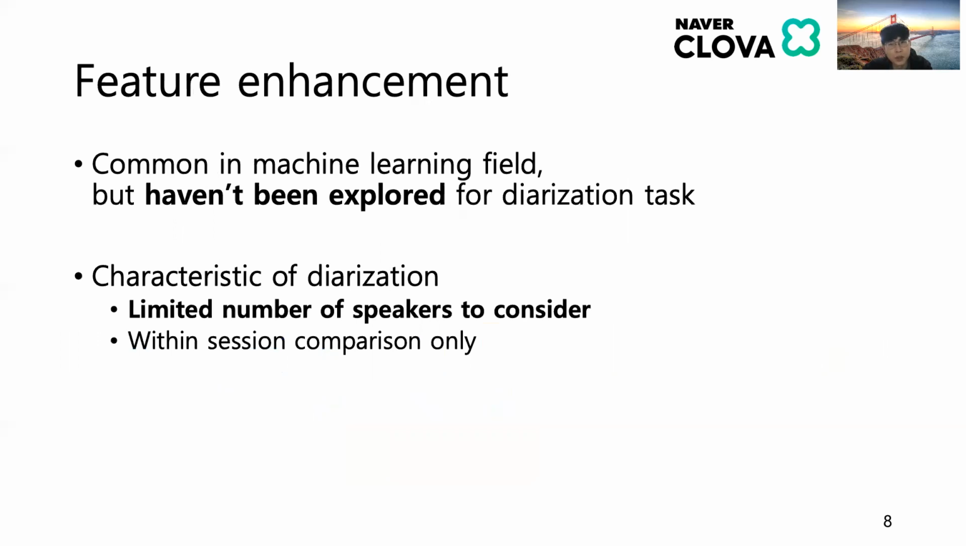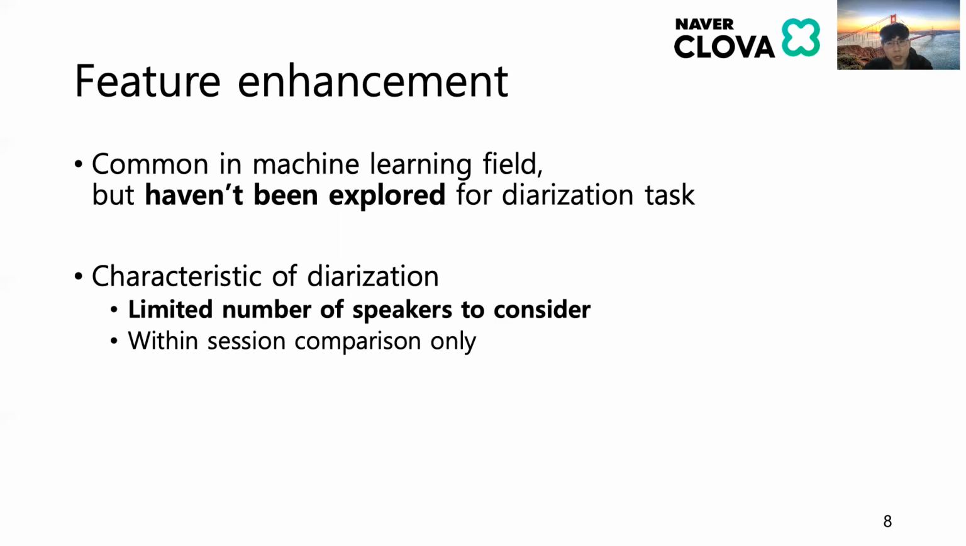Our second main contribution is adding the feature enhancement module to the pipeline. Feature enhancement is common in the machine learning field. However, if we are right, it has not been explored for speaker diarization. Compared to speaker identification or verification, the speaker diarization task requires fewer speakers at once. The speaker diarization task requires discriminative power between only 5 or 6 speakers in most scenarios, while the common speaker verification task requires discriminative power over thousands of speakers.